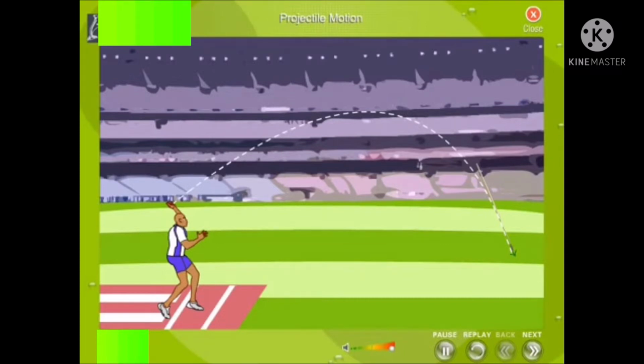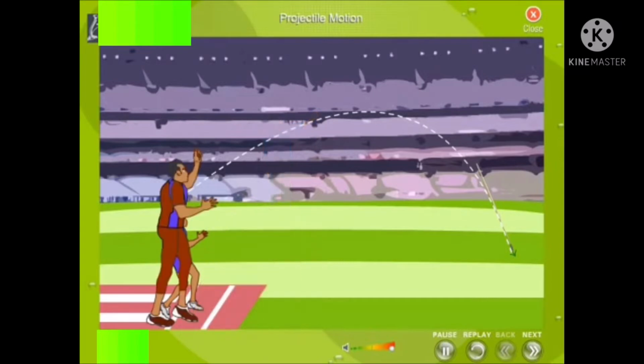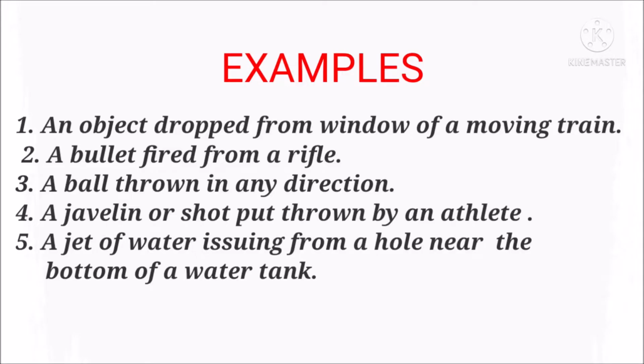The path followed by a projectile is called its trajectory. An object dropped from a height, an object thrown vertically upwards, and an object thrown obliquely upwards are examples of projectiles. In all these cases, the influence of air resistance is neglected.